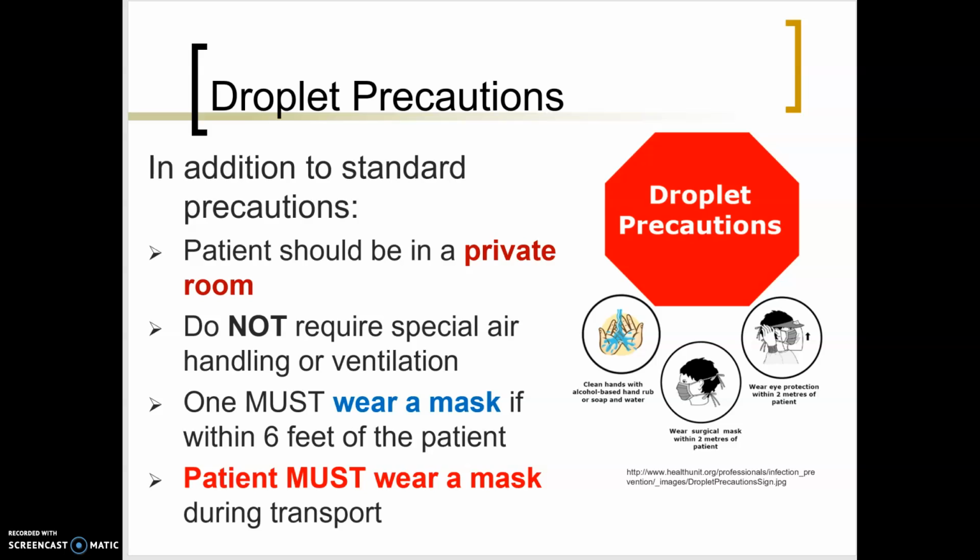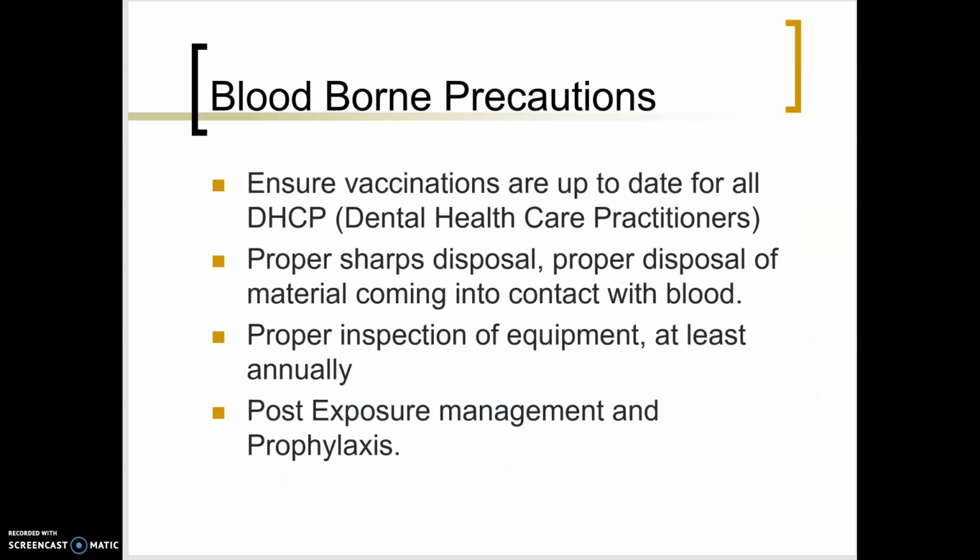For droplet precautions, you'd put a patient in a private room. They don't require special air handling. You'd wear a mask, and you'd also make sure the patient wears a mask during transport. Bloodborne precautions, basically you would make sure the vaccinations are up to date and your equipment is properly inspected.